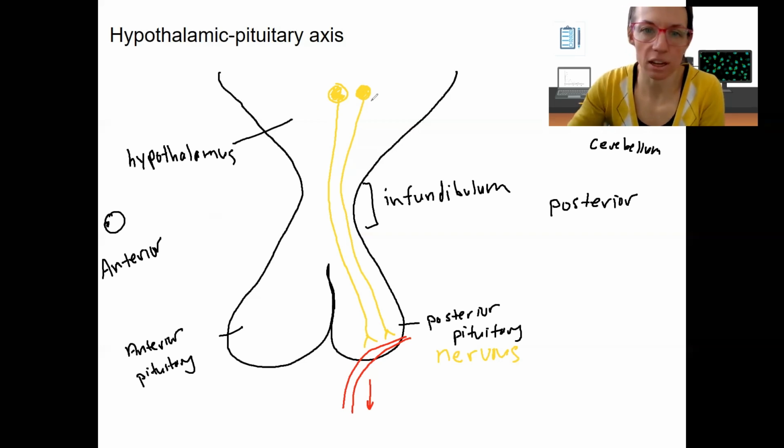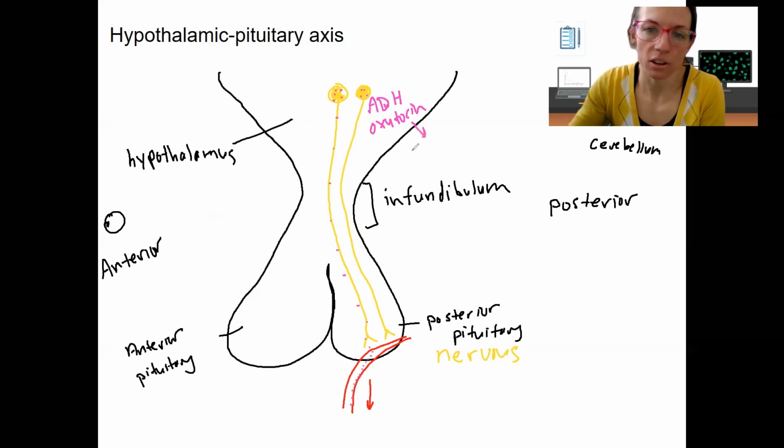I'll just give them names. What's produced here is going to be antidiuretic hormone, also called vasopressin, and oxytocin. These two neurohormones are produced here. They're going to travel down our axon, and they're going to be released into the bloodstream.